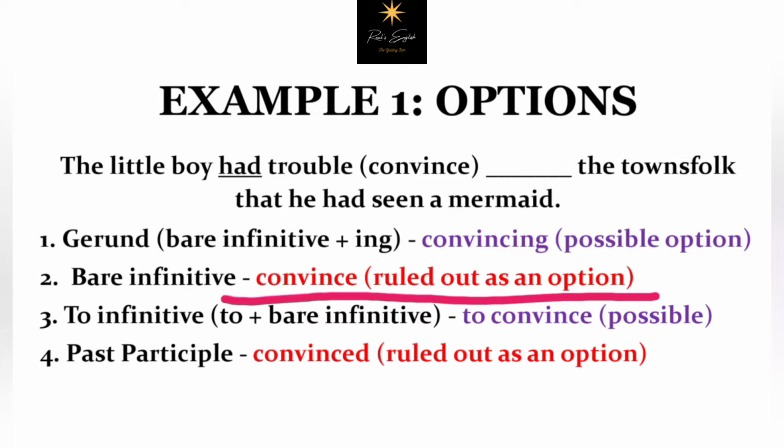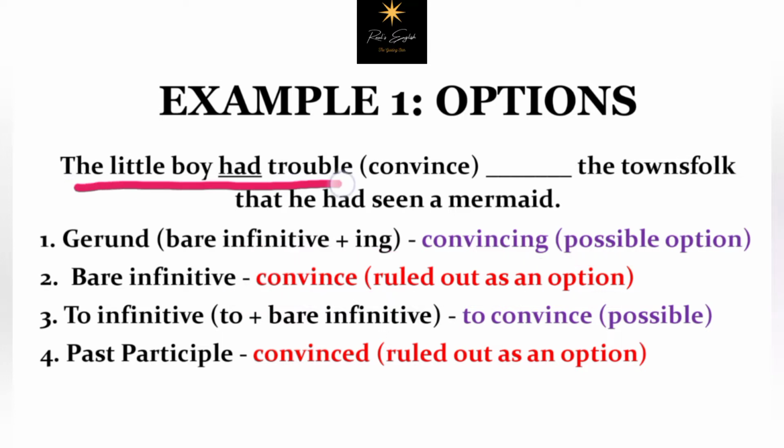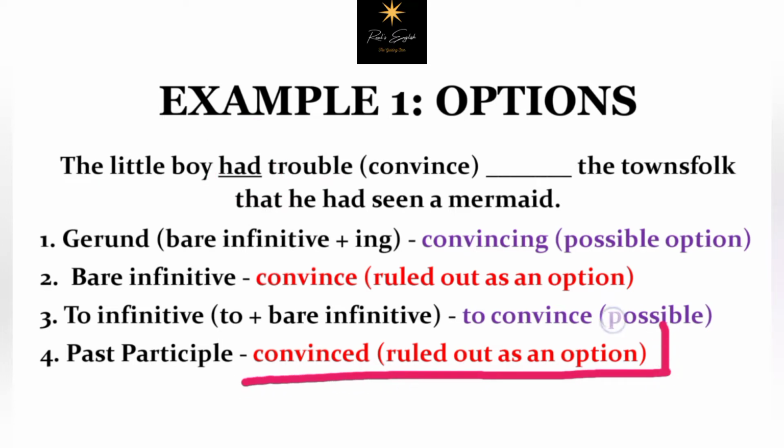Otherwise it would become a verb and it would change the tense of the sentence. That's why I have not put it in violet or purple. I have put it in red because it's already been ruled out as an option. We do not have do in the sentence. The first verb is not do, is not a modal. Hence we cannot use it. The same way, convinced. Why have I ruled it out?